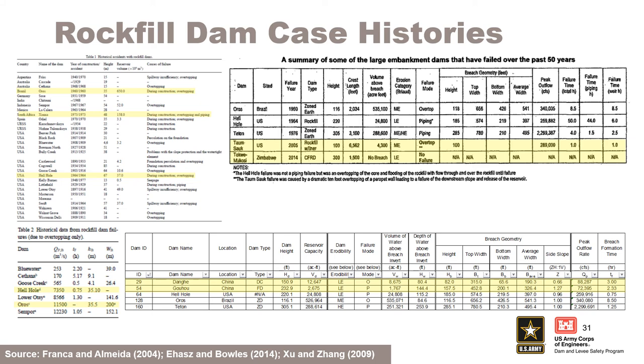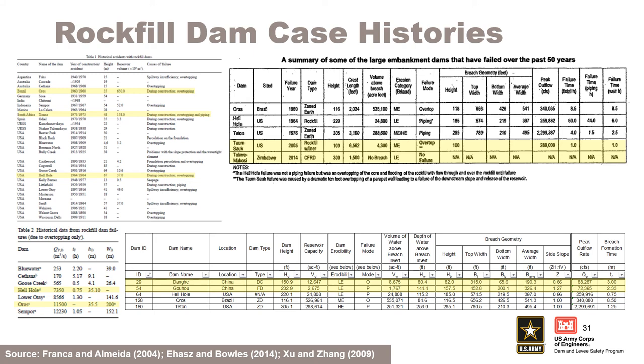The table at the upper right summarizes large embankment dam failures in the past 50 years. The list includes Tomsok and Tokwe-Mikosi rockfill dams. However, Tomsok failed due to overtopping, and Tokwe-Mikosi did not fail. The table at the bottom right is from Xuanzang 2009. Only three large, meaning height greater than 15 meters, embankment dams with low erodibility are in the database, and all three are outside the U.S.